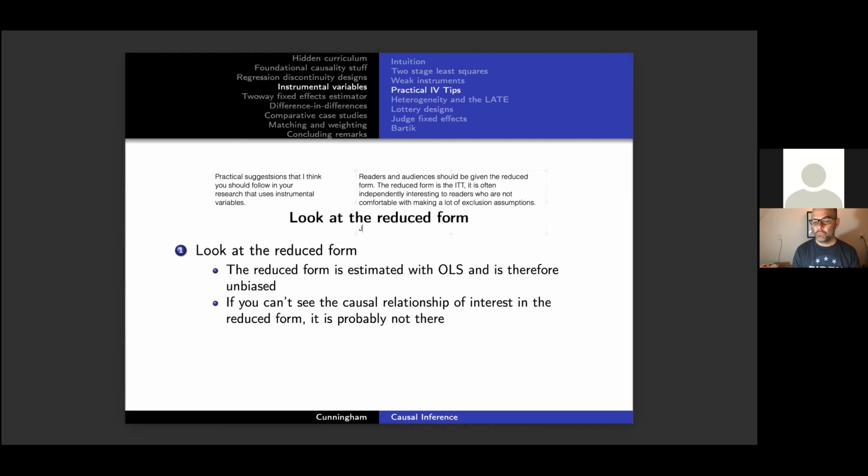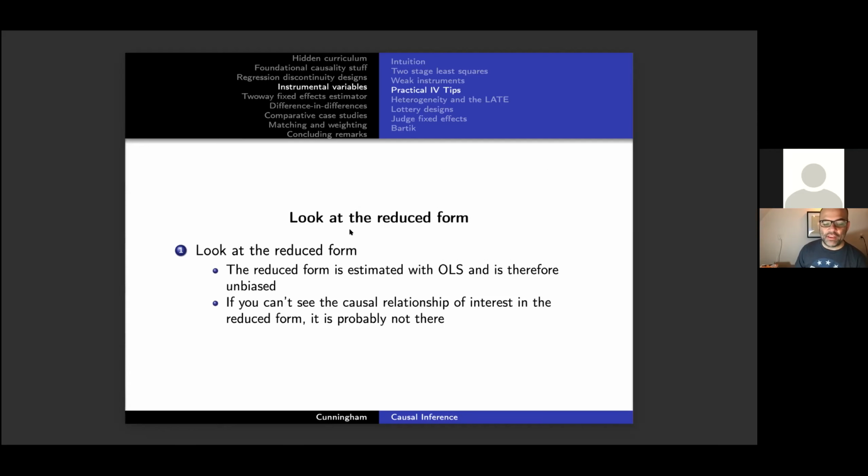All right, just remember, reduced form does not identify the effect of the treatment. It identifies the effect of the instrument. The instrument is only correlated with the outcome via the treatment, but keep that in mind. So if you can't see the causal relationship in the reduced form, people are going to think it's not there.